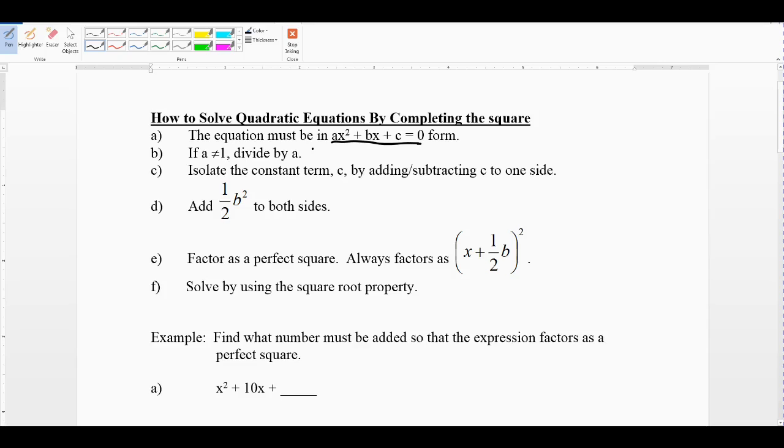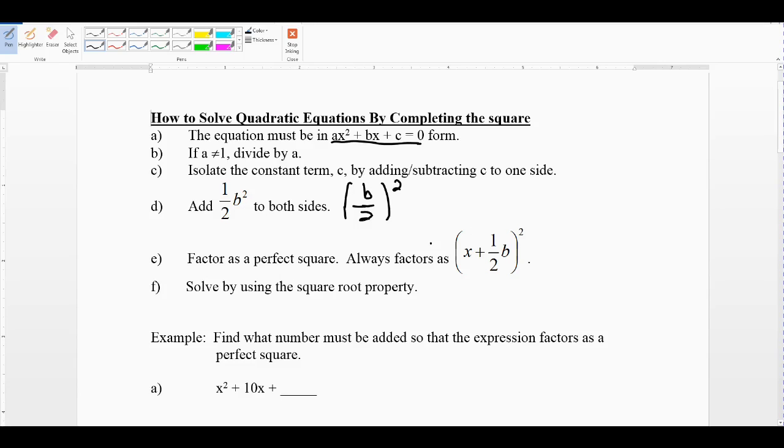If a doesn't equal 1, we're going to divide by a. For the purpose of this example, we're only going to use where a equals 1. Then we're going to move the c over to the other side. And then we're going to start the process of completing the square, which means we're going to add 1/2 b squared to both sides. That's the same thing as saying taking b over 2 and square it. And then we're going to factor.